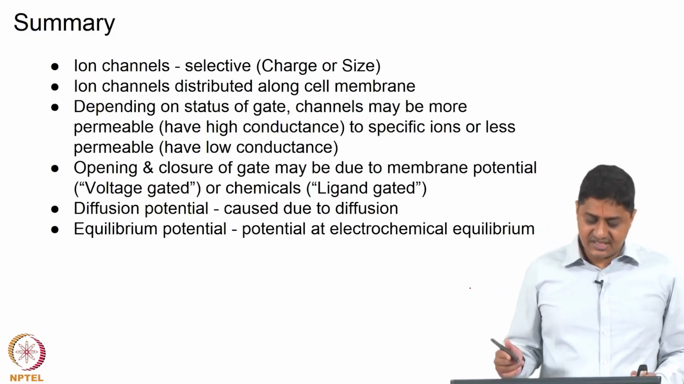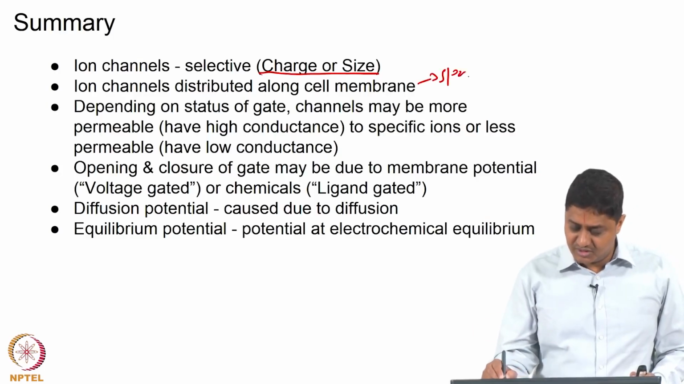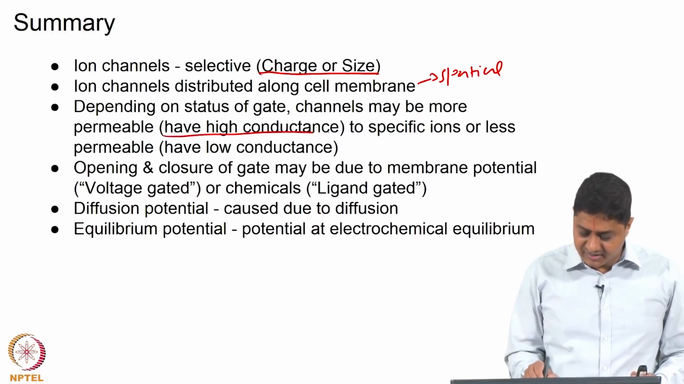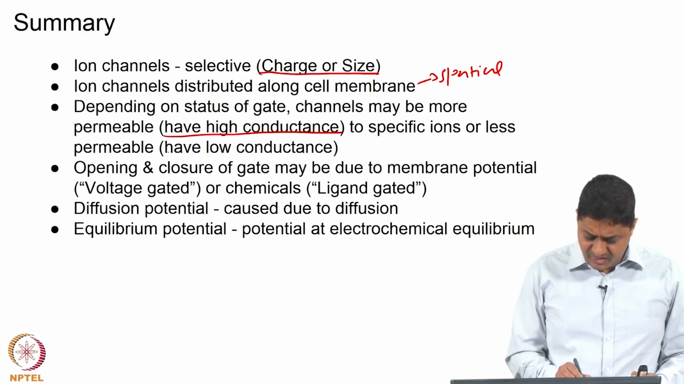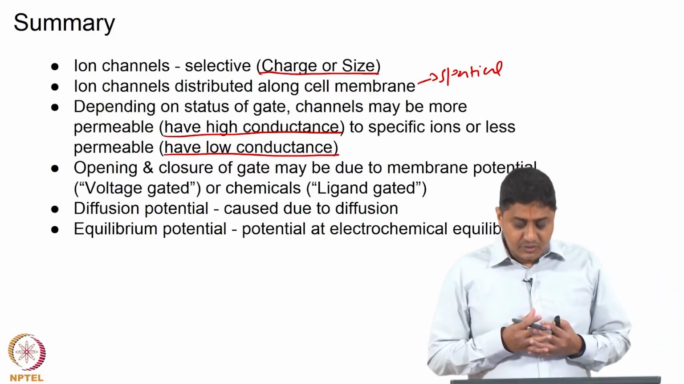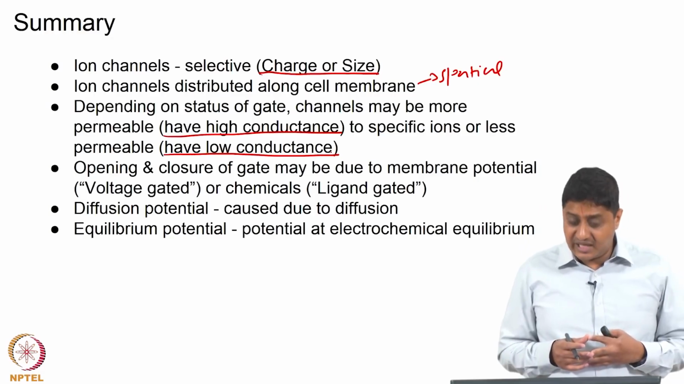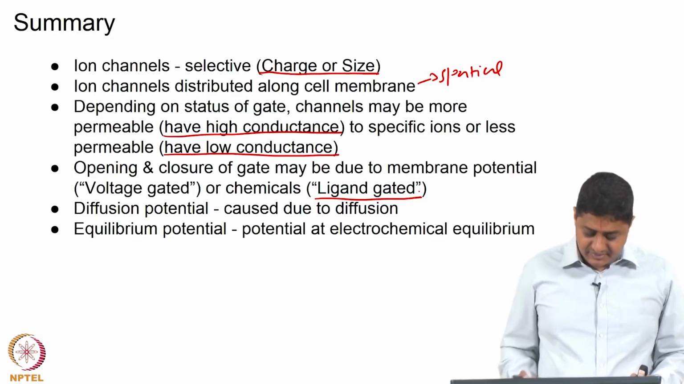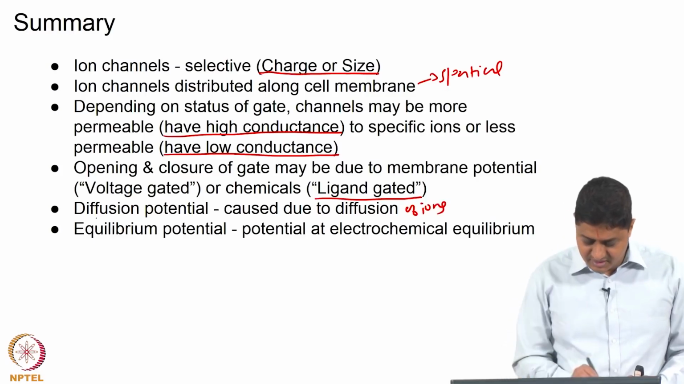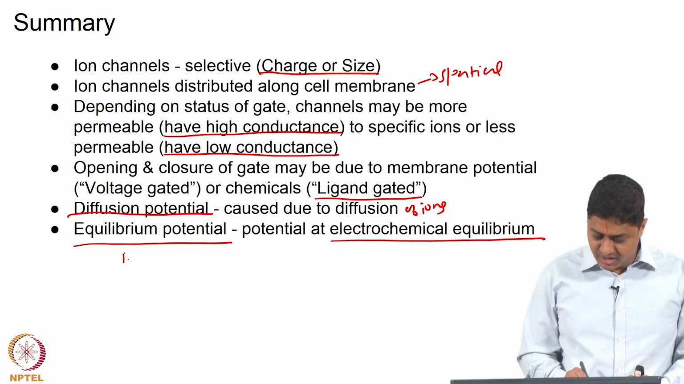So, in summary, ion channels may be selective in charge or size, and they are distributed along the cell membrane. There is a spatial distribution, and they may be open or closed at different times. They may be more permeable or have high conductance to specific ions, or less permeable or have low conductance to a different set of ions. The opening and closing of these channels may be due to membrane potential, that is voltage gated, or chemically gated, for example ligand gated. The potential that is caused due to diffusion of ions is called diffusion potential, and the potential at which electrochemical equilibrium is achieved is called the equilibrium potential or Nernst potential.